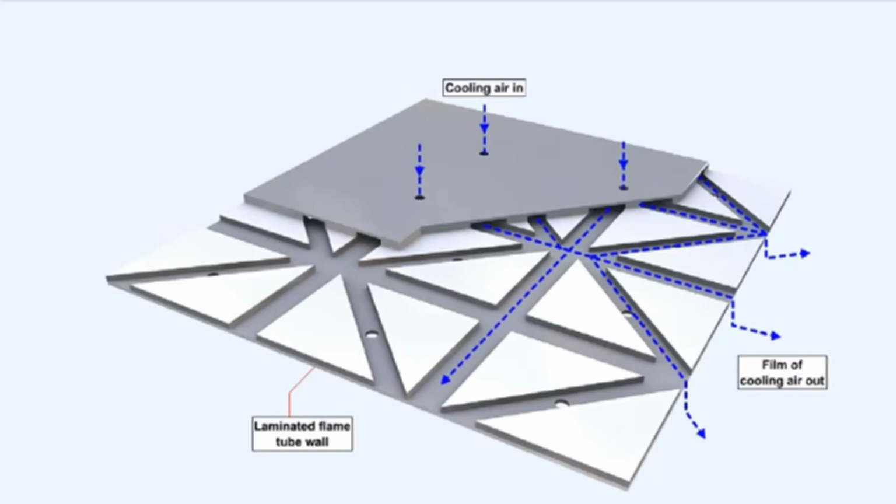Other engine designs use a different method of cooling the air casing, which is called transpiration cooling, where a film of air flows between laminations, which form the flame tube wall, and then exits the laminations to form an insulating film of air within the flame tube.